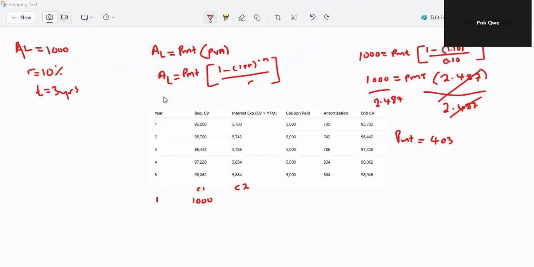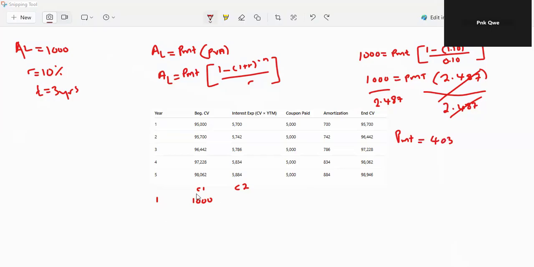So we start with understanding that we need to calculate the periodic payment. So the amount of loan is 1,000. The payment is what we are looking for. The interest rate is 10%. So using this formula here, 1 minus 1.10 to the power -3, over 10%. When we computed that, we got 2.87. We divide both sides, we get the periodic payment of what? 403.